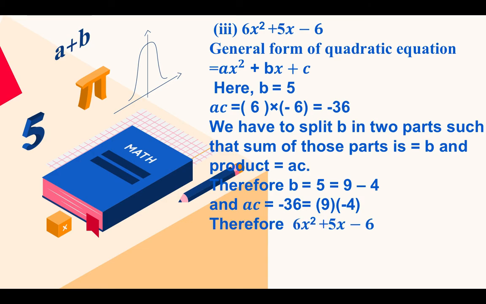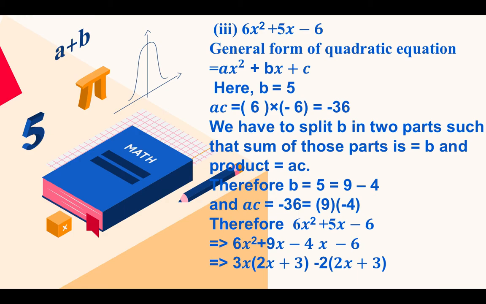So now again in the given equation, I will split the middle term. I will write the equation as 6x square plus 9x minus 4x minus 6. Now the first two terms, I will do the grouping. In the first two terms, I can see 3x is common. So I am left with 2x plus 3 in the bracket.